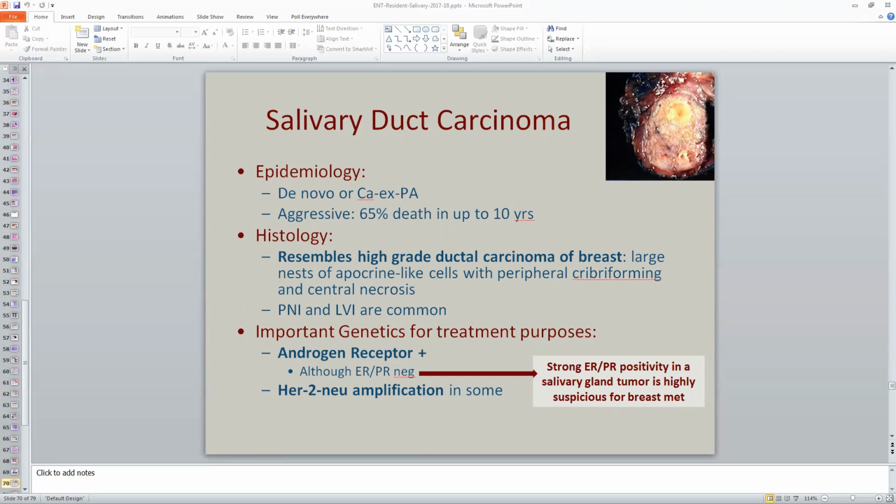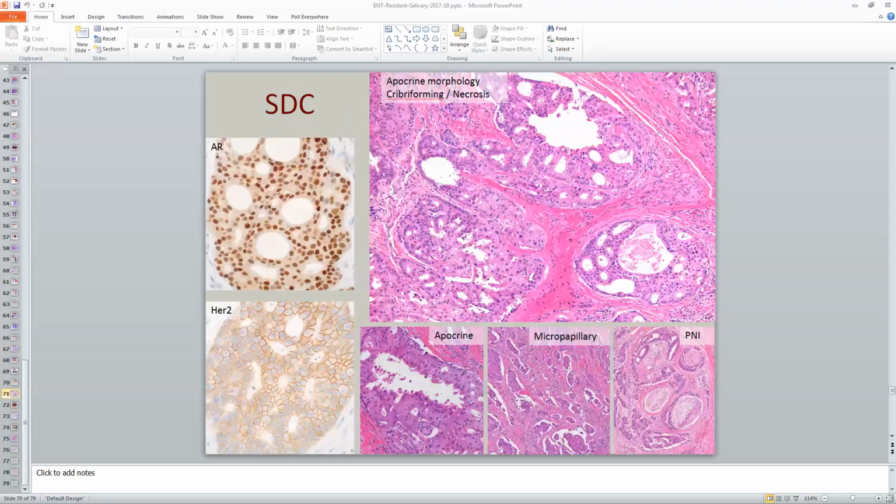I will note that all salivary gland tumors, including salivary duct, should essentially be negative or extremely weak and junky for estrogen and progesterone receptor. If we see any significant ER/PR positivity in a tumor lying within the salivary gland, I would argue that that is likely to be a metastasis from a breast site rather than a true salivary primary.